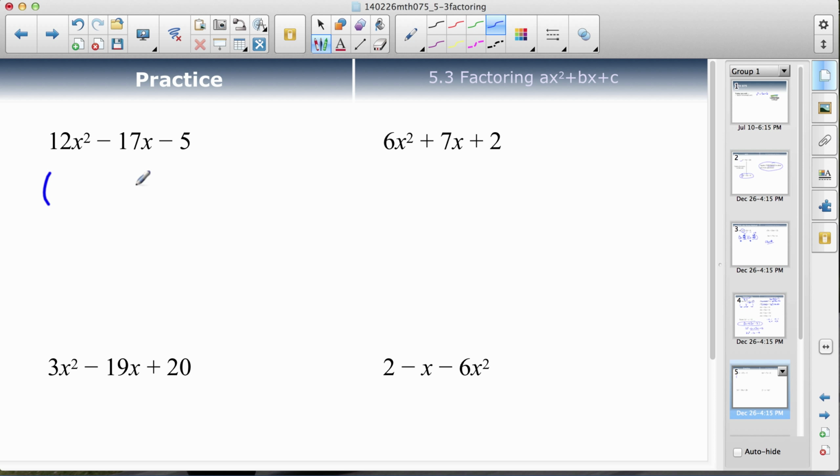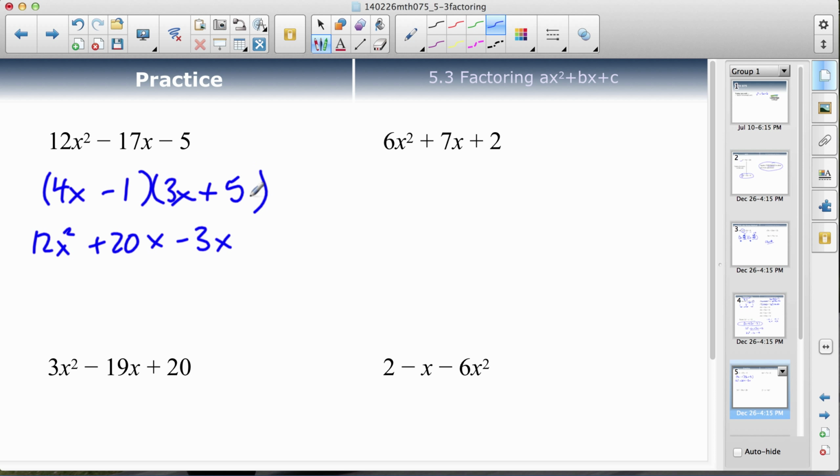Okay, 12x squared. Again, we're guessing and checking. So 12x squared, I'm probably saying 4x and 3x. And then 5 would probably be 5 and 1. So maybe let's try a plus 5 here and a minus 1 there. So 12x squared. Again, I'm just guessing. 4x times 5 is plus 20x. Minus 1 times 3 is a minus 3x. Minus 1 times 5 is a minus 5. I look at the middle here and I get positive 17. Oh, I got a 17 but not a minus.